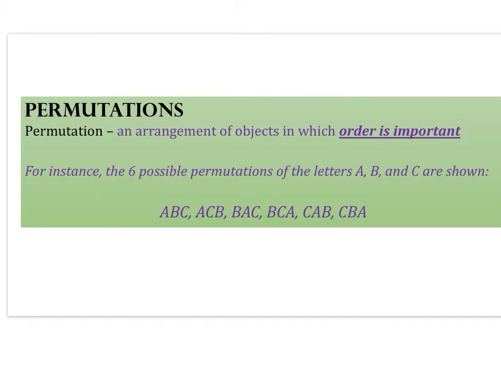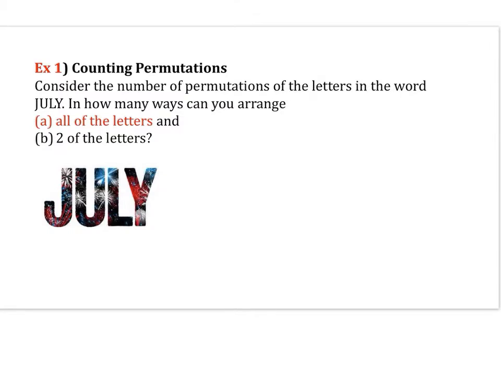Well, I could arrange those 3 letters as A, B, C. I could also rearrange and say A, C, then B, or I could do B, then A, then C, and so on. So there are 6 possible permutations of the letters A, B, and C. All right, let's consider the number of permutations of the letters in the word July. How many ways can you arrange part A, all of the letters, and then we'll look at part B, 2 of the letters. So let's just first consider all of the letters.